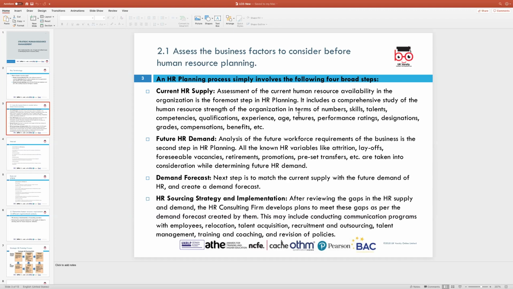Also, they look at the compensation and what benefits they're providing. So that's what they need to look at currently, what they actually have in the organization. And then the second step is analyzing, and they use different software to do that as well.